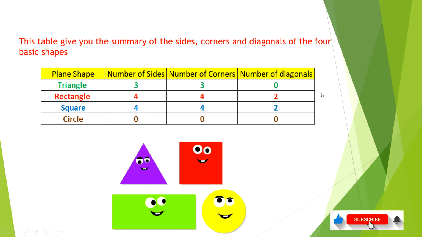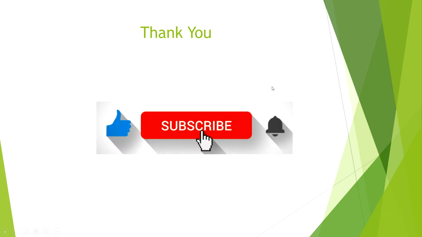So from this lecture we can say a triangle has 3 sides, 3 corners and no diagonals. A rectangle has 4 sides, 4 corners, corner 1, 2, 3, 4, and 2 diagonals. From this corner to this corner one diagonal, and another diagonal can be drawn. Similarly for a square we have 4 sides, 1, 2, 3, 4, and 4 corners, same as a rectangle, and a circle is a rounded figure.